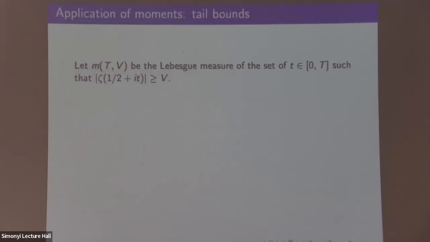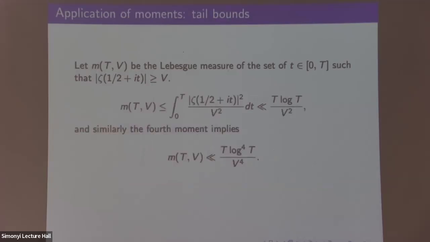So why might we care about moments? One reason is these can tell us about the frequency of large values of the zeta function. Let's define the function m of t, v to be the measure of the set of t's where the zeta function in absolute value is at least v. If v is big, then this is measuring how often it is big. You can use Chebyshev's inequality to get a bound on this tail measure using the second moment. It's just a really simple inequality.